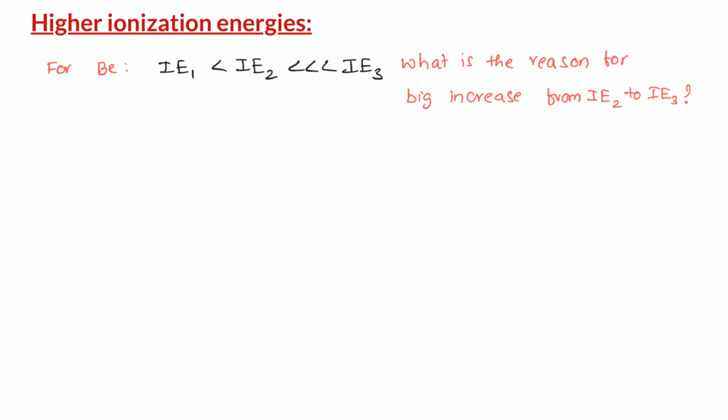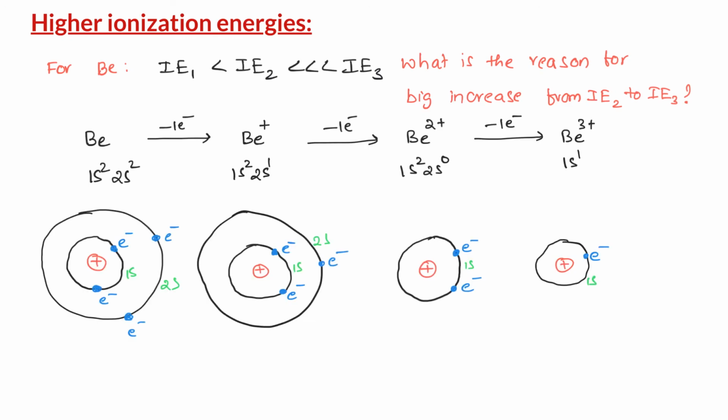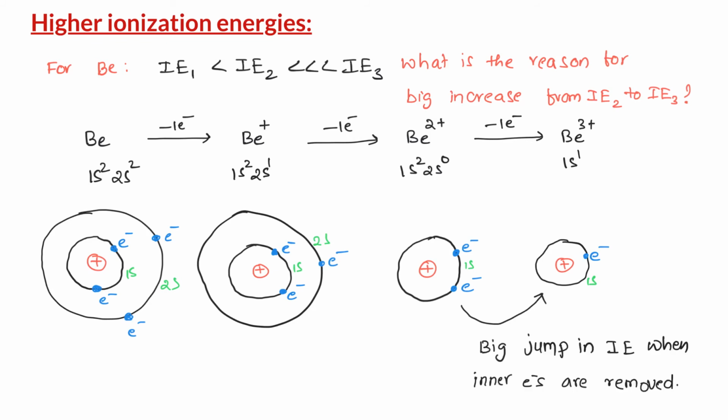The reason for this is the first two electrons in beryllium come from the valence shell or outermost shell, and for beryllium it is n equals 2 level. But the third electron comes from the inner shell, that is n equals 1 shell, which is much closer to the nucleus. Therefore, there is a big increase in the ionization energy when the removal of electrons transitions from the valence shell into the inner shell.